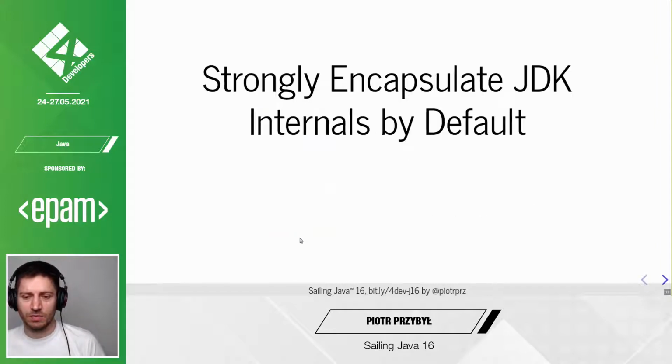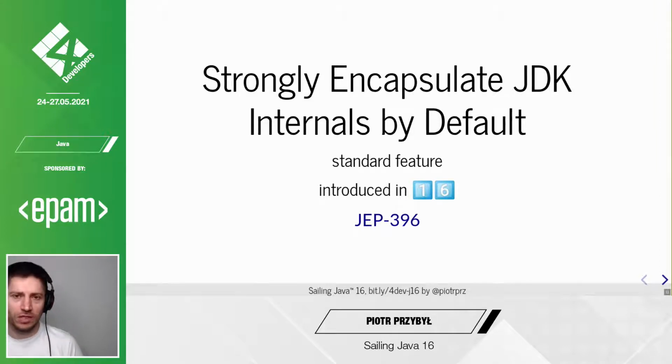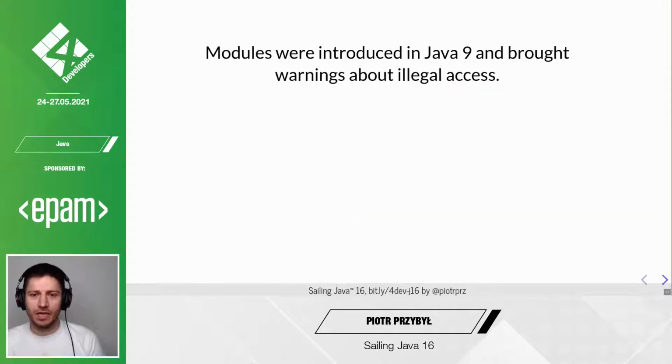Okay, so the first change, the first JEP, is now a standard feature. It was introduced in Java 16 as JEP 396. It strongly encapsulates JDK internals by default. And what does it actually mean? As we know, modules were introduced in Java 9, and they brought us warnings about illegal access, right? So we run an application and it says illegal access occurred and so on.